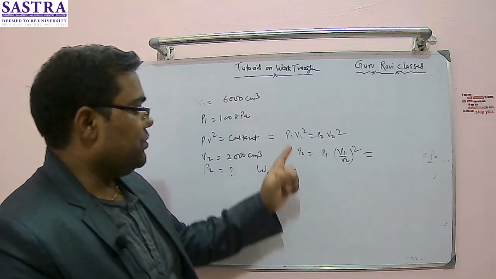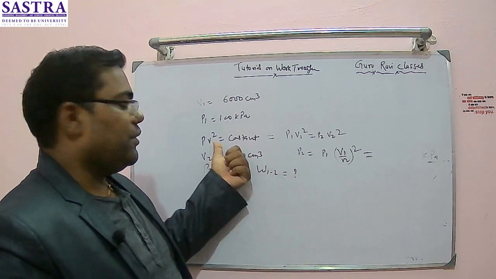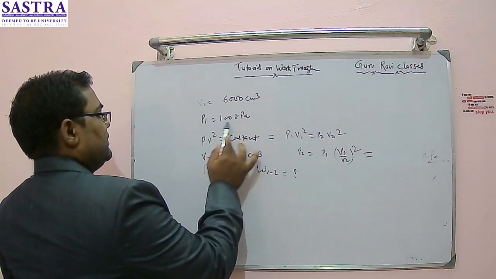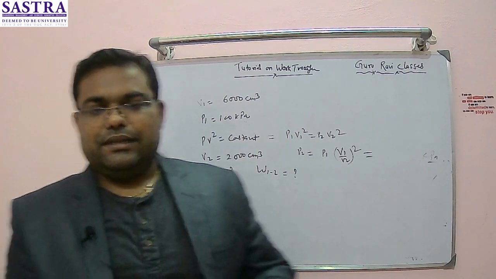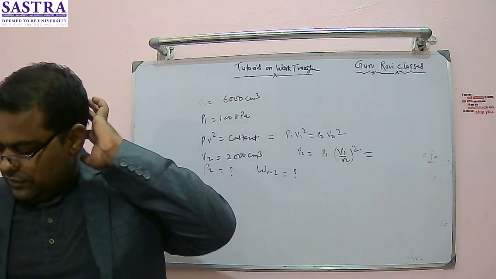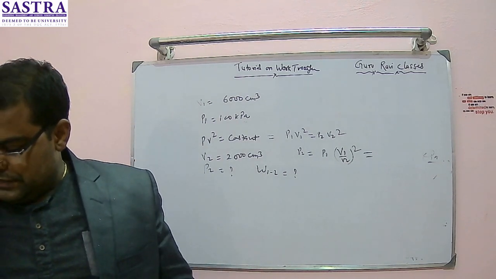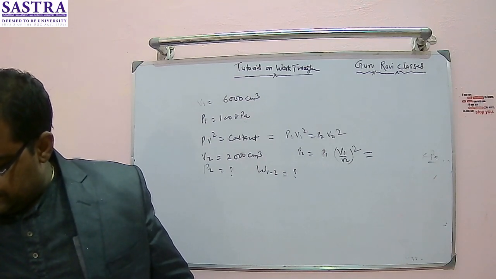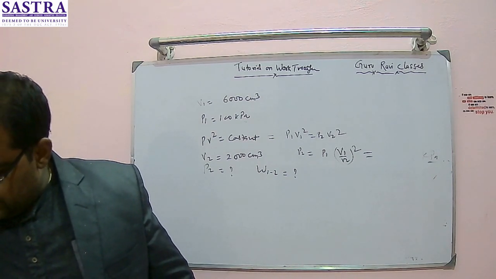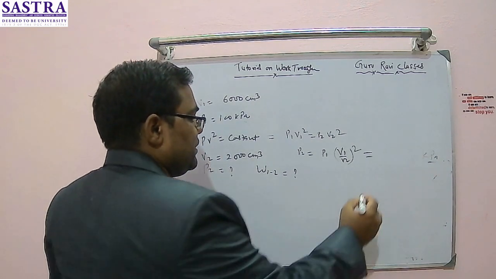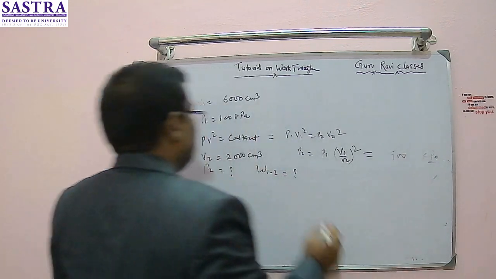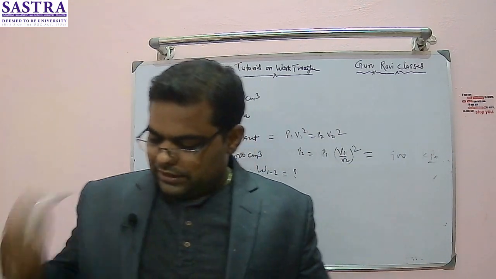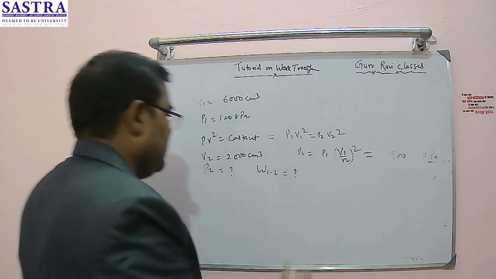Now the moment you know this thing, which kind of process is this? Polytropic process, right? PV to the power 2. So now look at the data. Basically this is 100 kilopascal, and whatever you are getting there, the final pressure is coming 900 kilopascal. So if you look at this and this, what is happening basically? It is a compression process.